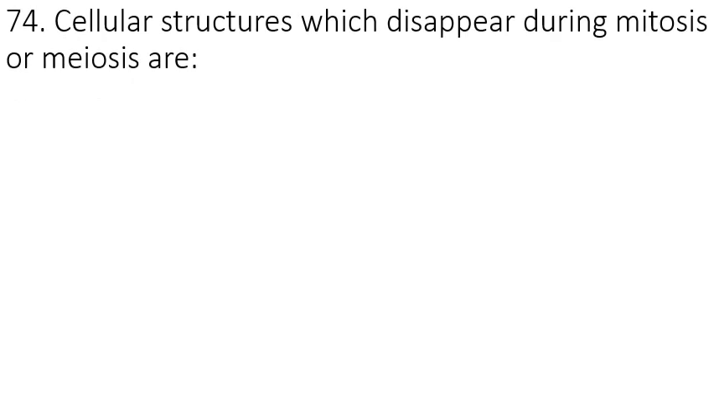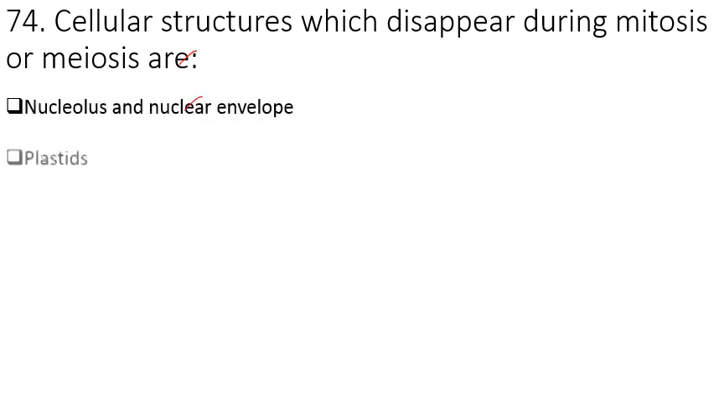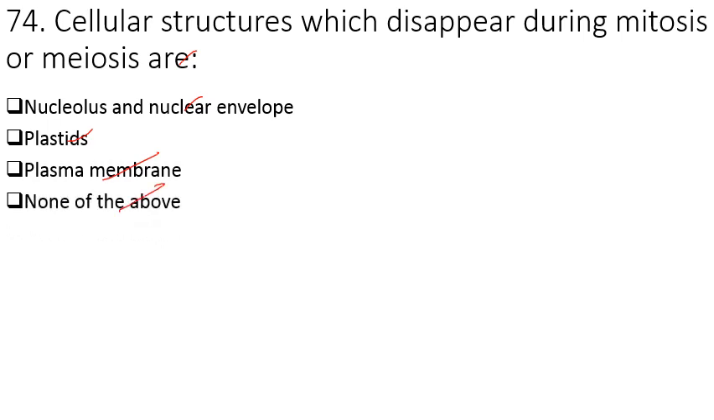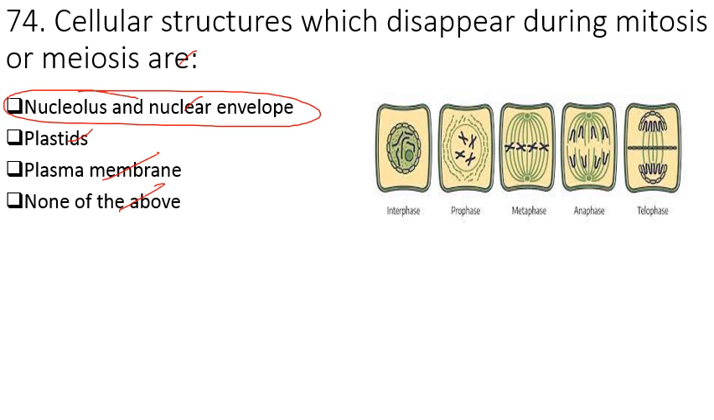Next question, cellular structures which disappear during mitosis or meiosis are: nucleus and nuclear envelope, plastids, plasma membrane, none of the above. So its right answer is nucleus and nuclear envelope. The other structures, the plastid and the plasma membrane, remain there during the division.